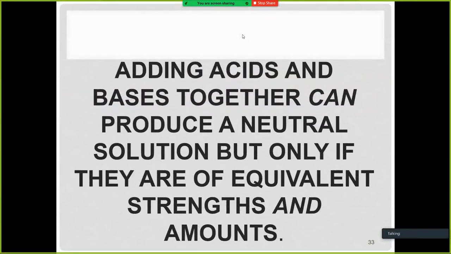Again, adding acids and bases together can produce a neutral solution, but only if they are equivalent strengths and amounts. If they're not equivalent strengths and they're not in the same amounts, then you will have what we call a buffering reaction, where yes, you will have a change in pH, but not a very dramatic change in pH.